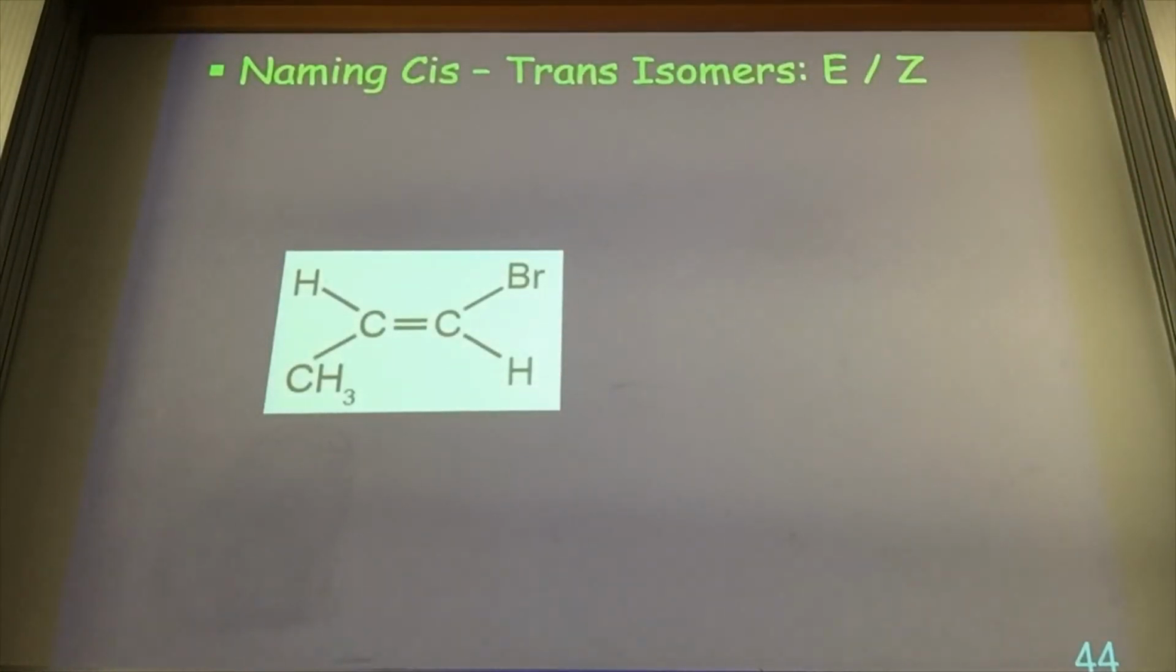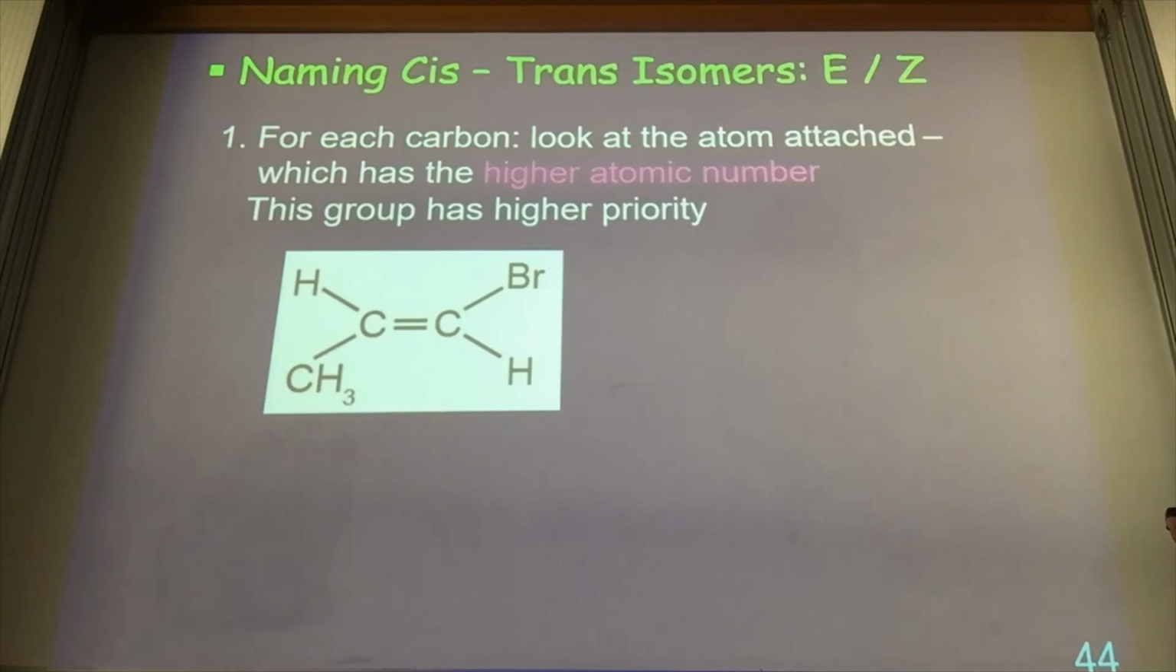Now, as I was saying, the formally correct way of doing it is as E and Z. Basically, it's very similar to looking at which way the chain continues. It's looking at the two carbons around the double bond. Look for the group on it which has the highest atomic number, the atom which has the highest atomic number.